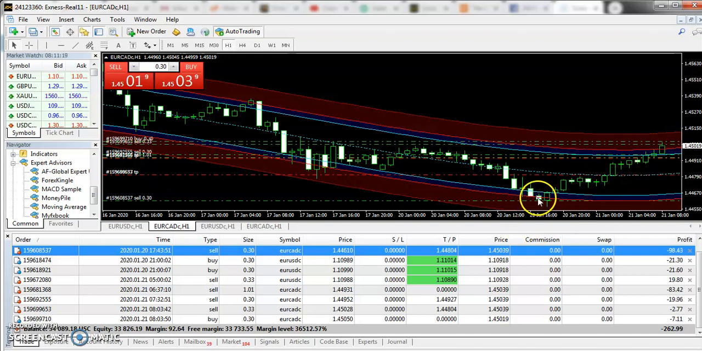So overall guys, there was a chance to take a buy position here, but it was late at my end, so I missed that chance. I'm mostly looking for selling opportunities, but in the morning and late at night, there were buying opportunities on Euro Canadian dollar.